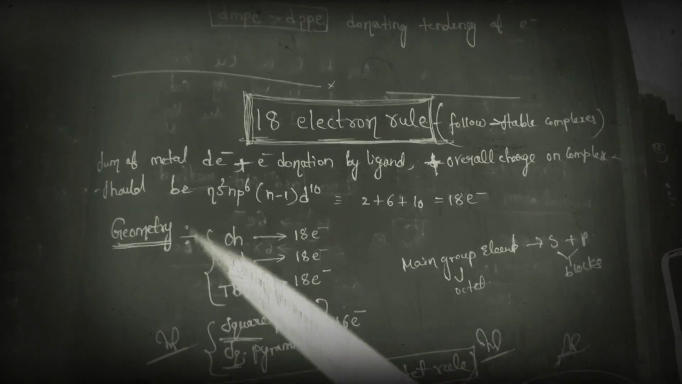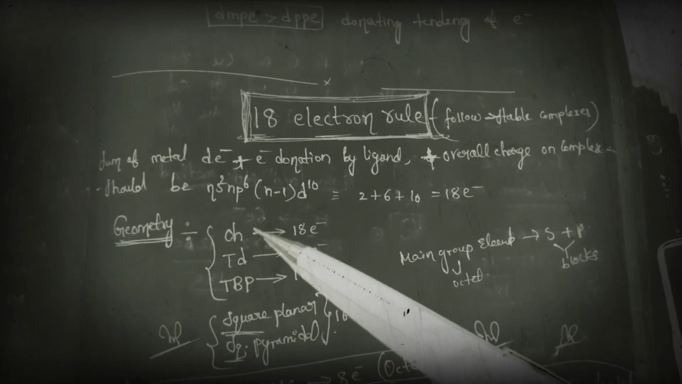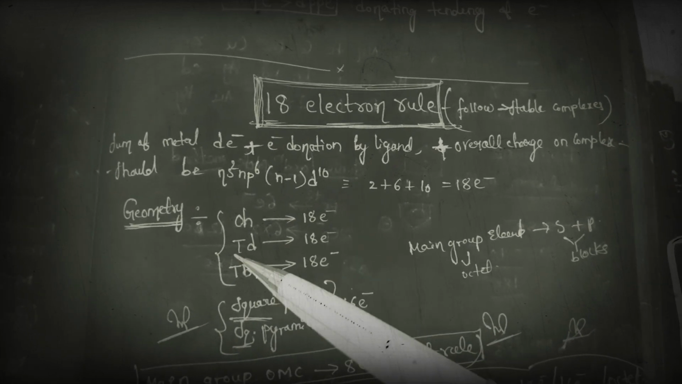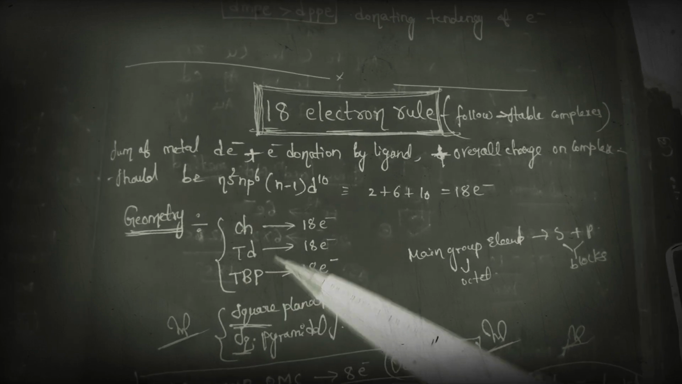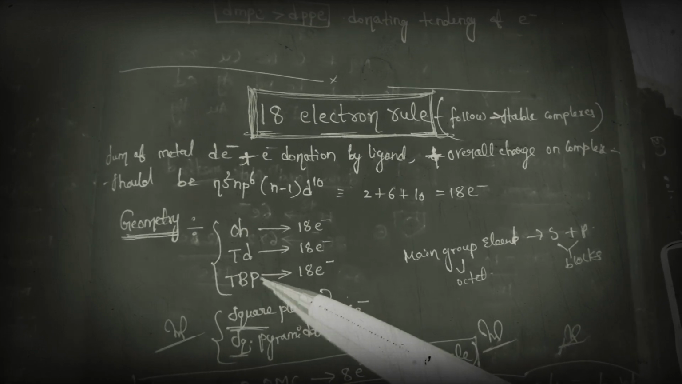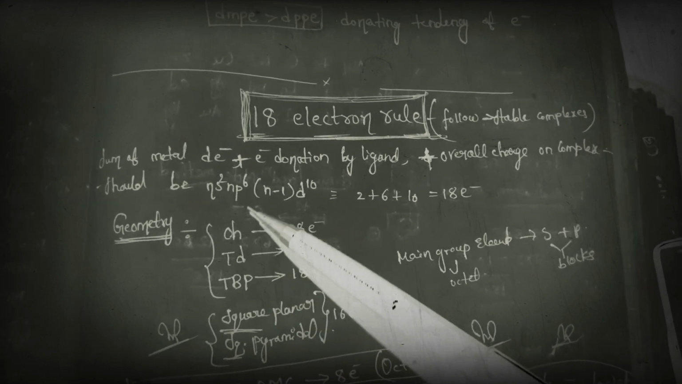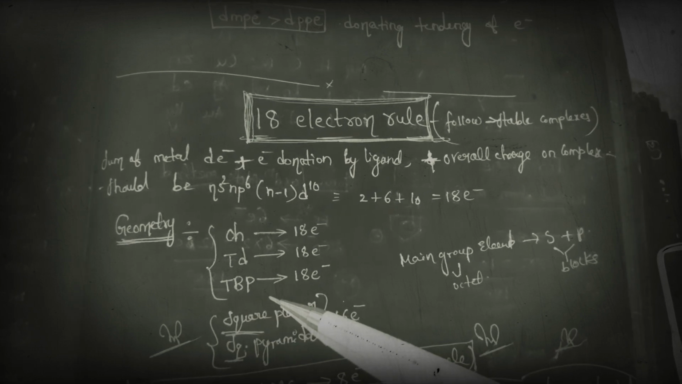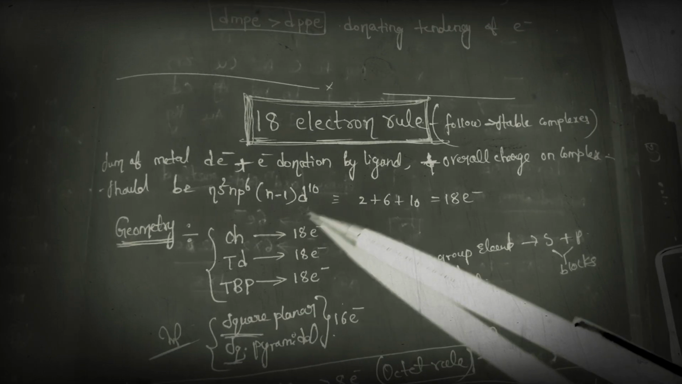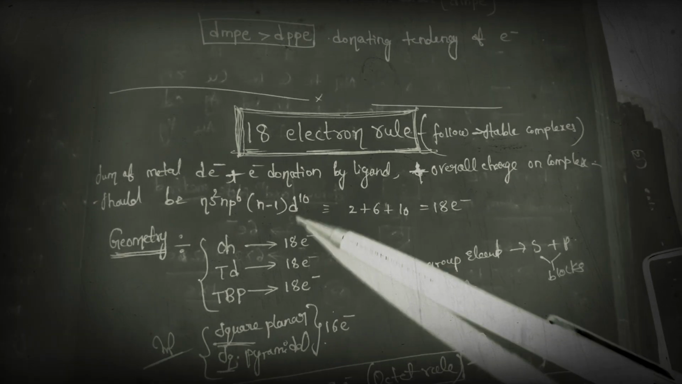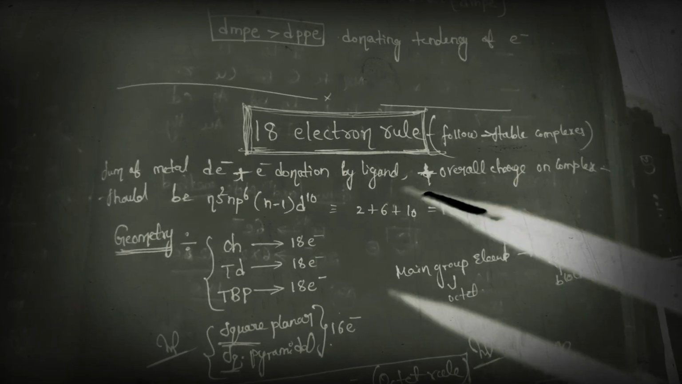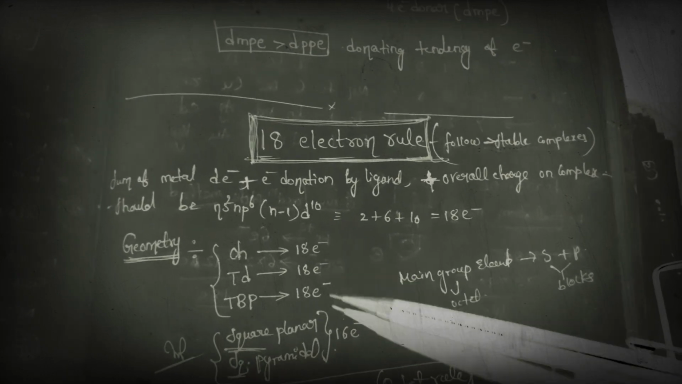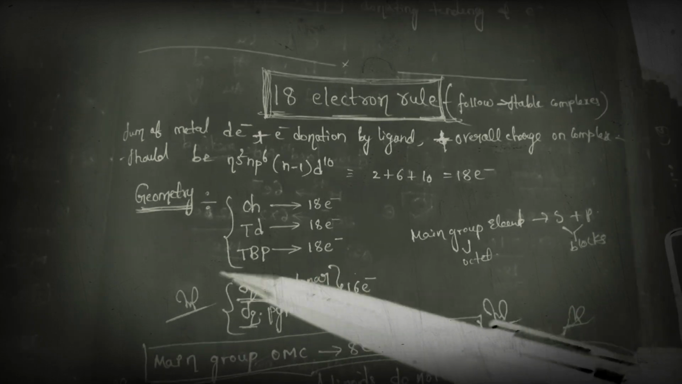Next, geometry. If they have given octahedral complexes, Oh means octahedral, Td means tetrahedral, TBP is trigonal bipyramidal. All these octahedral, tetrahedral or trigonal bipyramidal complexes, if they have 18 electrons, then that complex is said to be stable. This is the most important point we have to remember.